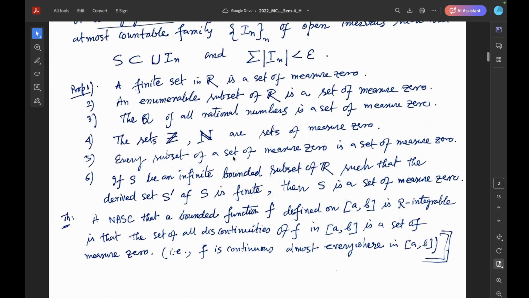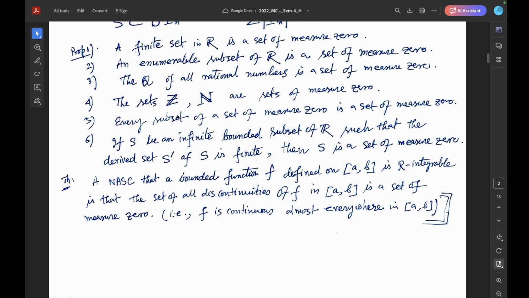Now, examples: a finite set in the real numbers R is a set of measure 0. An enumerable subset of R is a set of measure 0. The set Q, the set of all rational numbers, is a set of measure 0. The set Z of all integers and N, the set of all natural numbers, are sets of measure 0. Every subset of a set of measure 0 is a set of measure 0. If S is an infinite bounded subset of R such that the derived set S' of S is finite, then S is a set of measure 0.